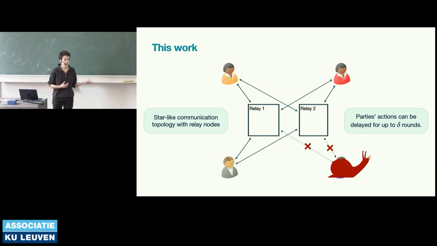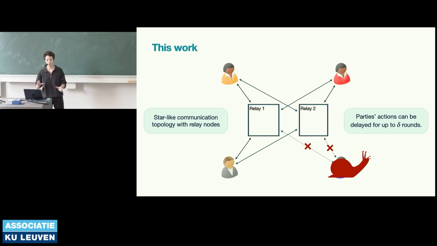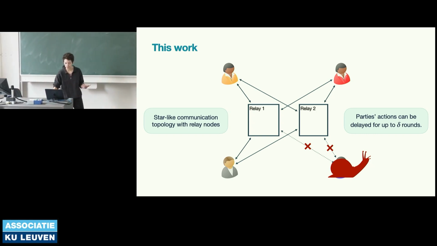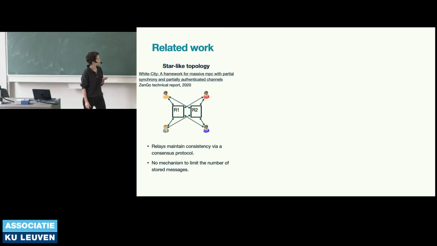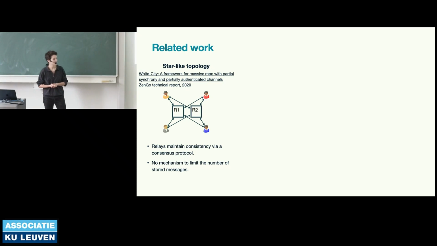Now, there are a few previous works that have a few of these characteristics, but not all of them. The work that's more similar to ours is this White City paper, where they also have relay nodes. But here, the relays have to constantly run a consensus protocol to ensure consistency between them. And in our work, we show that this is not necessary. And there are a few other differences. For example, they don't have any type of consideration for the size of the state that the relays have to store.